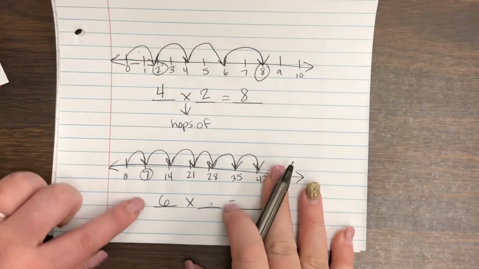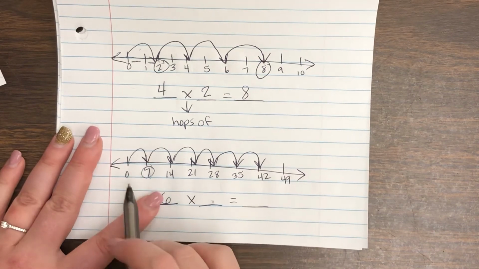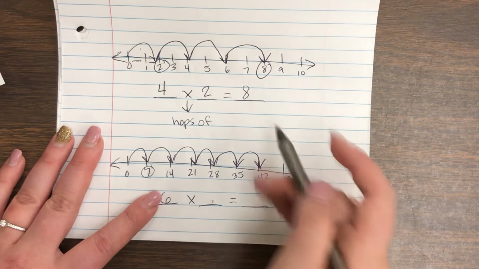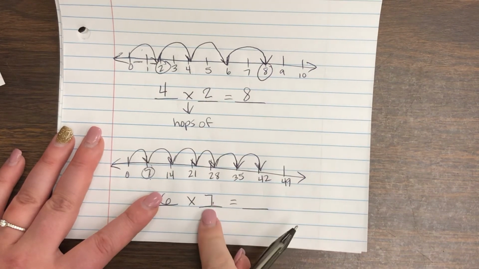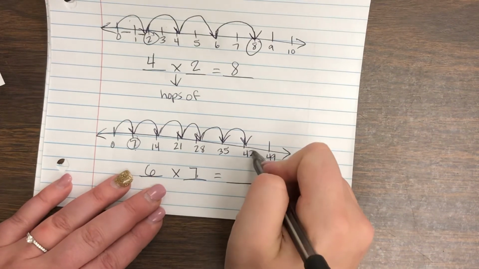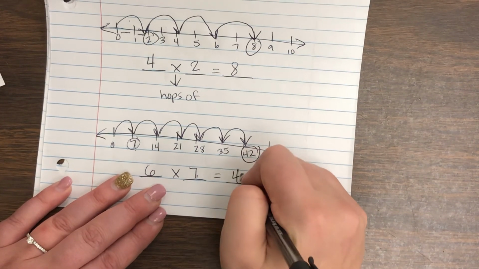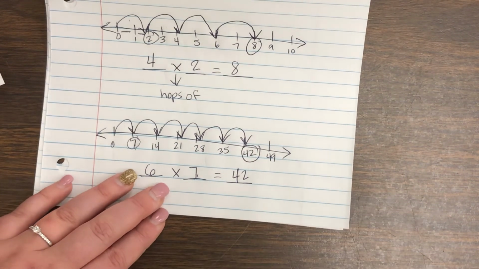Down here, it just tells you what you're skip counting by. Even though it doesn't have all the other little tick marks, it doesn't matter because the first hop is landing on 7. So I know that 7 is going to be my second factor. The product is going to be whatever it lands on. The final hop lands on 42 here. So 6 times 7 equals 42.